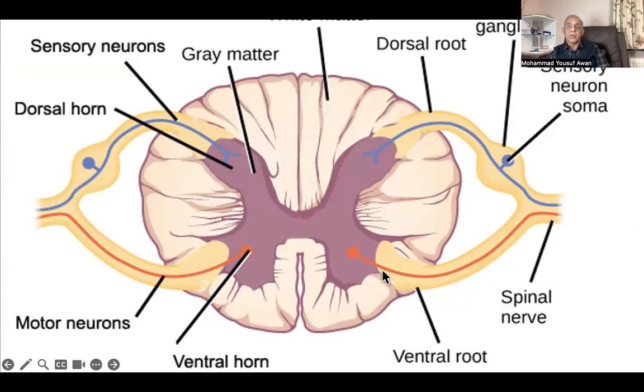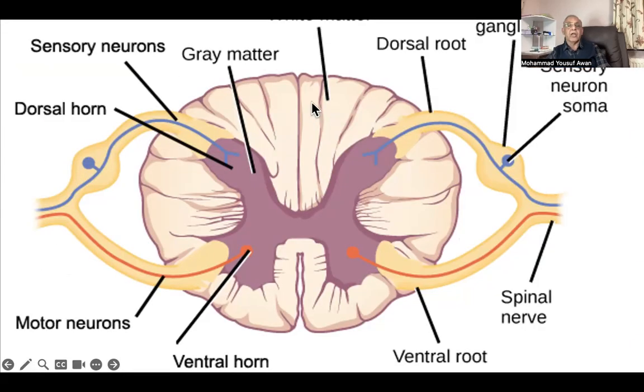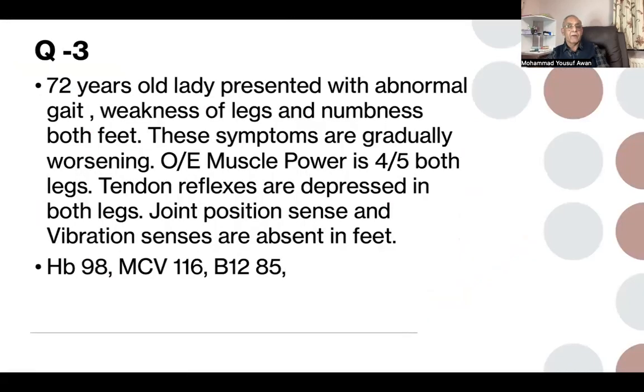Again, this part, the ventral horns, the ventral root, the spinal nerve to the peripheral nerve. The dorsal root and the ventral root combine together to make the peripheral nerve or spinal nerve. And this is the dorsal column, which carries the sensation for vibration, joint positions, and two-point discrimination.